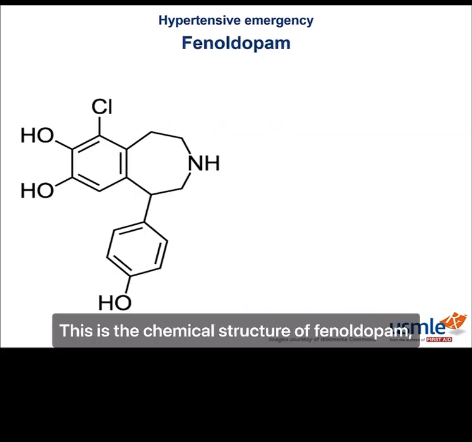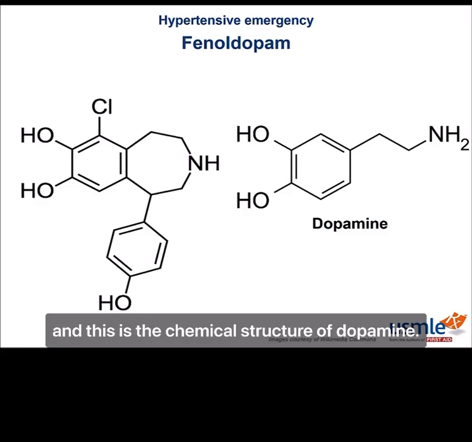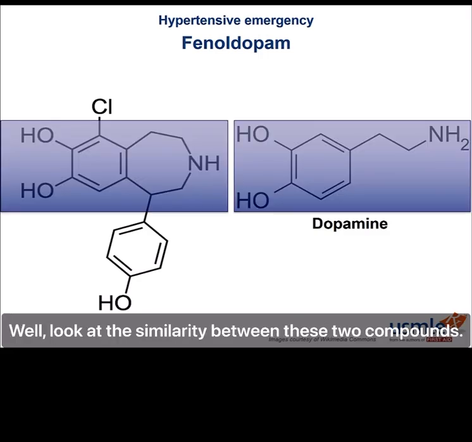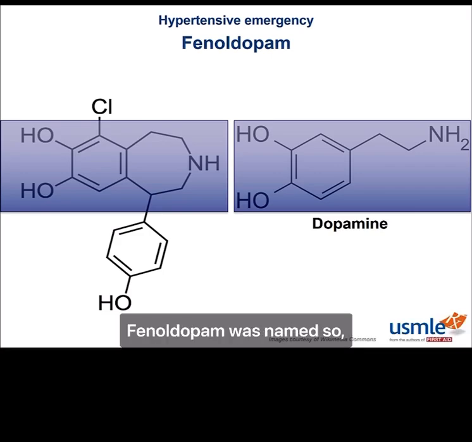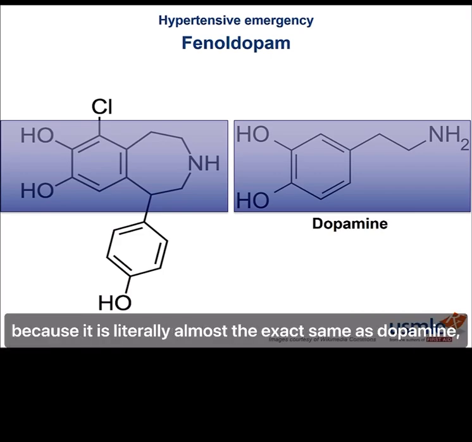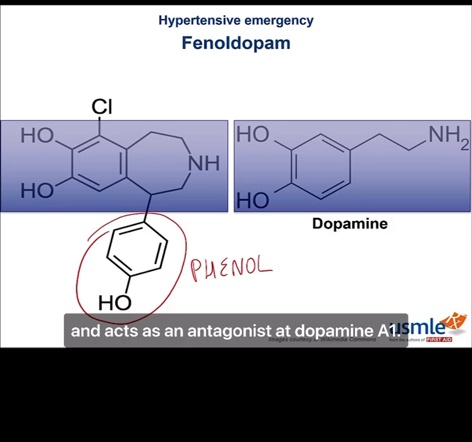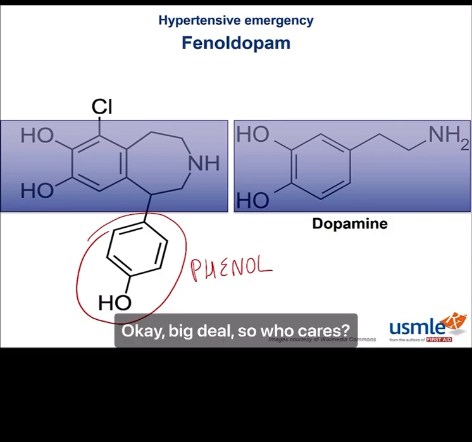This is the chemical structure of fenoldopam, and this is the chemical structure of dopamine. Why are you torturing us with these structures? Well, look at the similarity between these two compounds. Fenoldopam was named so because it is literally almost the exact same as dopamine with a phenol group attached. Get it? It looks just like dopamine and acts as an agonist at dopamine D1.